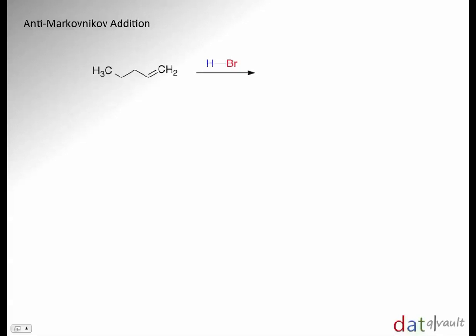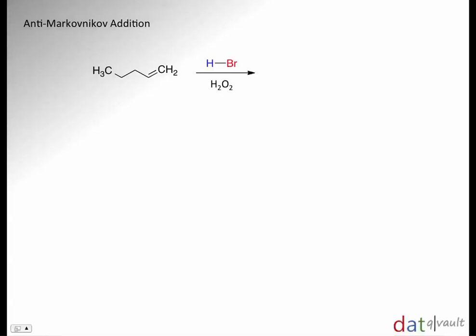Alright, so if we look at this reaction, addition of a hydrogen bromide across this double bond, we're going to get Markovnikov addition. We're going to get the addition of the bromide to the more substituted carbon of the alkene. But what if we don't want to do that? What if we want to add the bromine to the least substituted carbon? Is that even possible? And it is, and we have to use peroxides to do that.